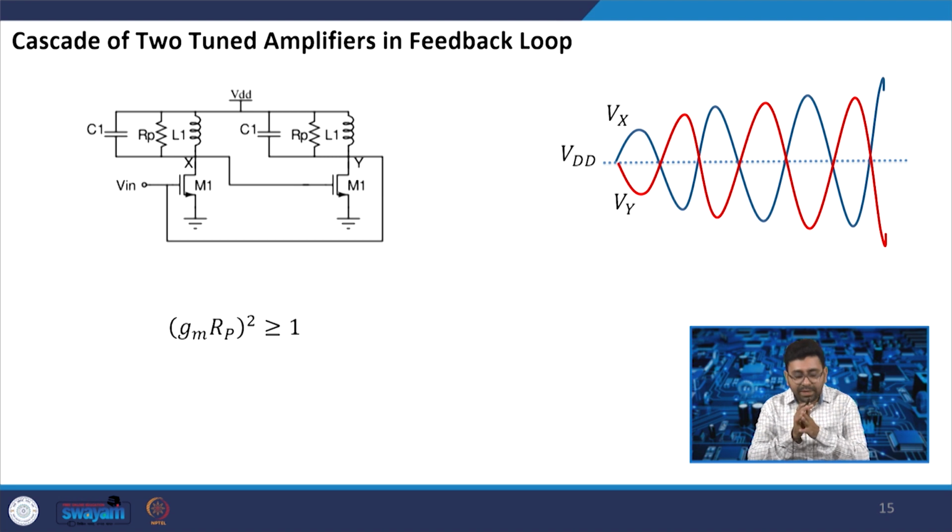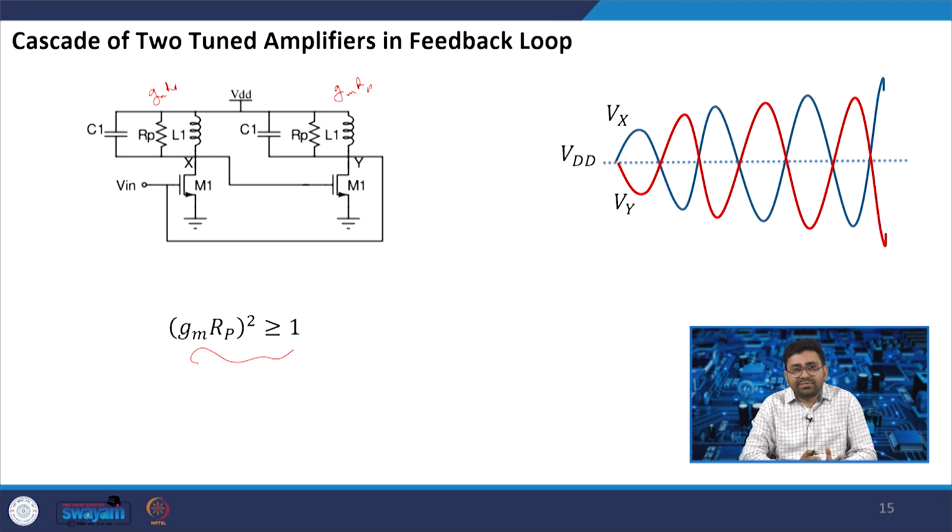And for a cross coupled oscillator, your Gm Rp squared should be greater than or equal to 1, because one gain is Gm into Rp of this and another is Gm Rp of this. And the phase shift is already satisfied: 180 from this and 180 from this, total is 360.